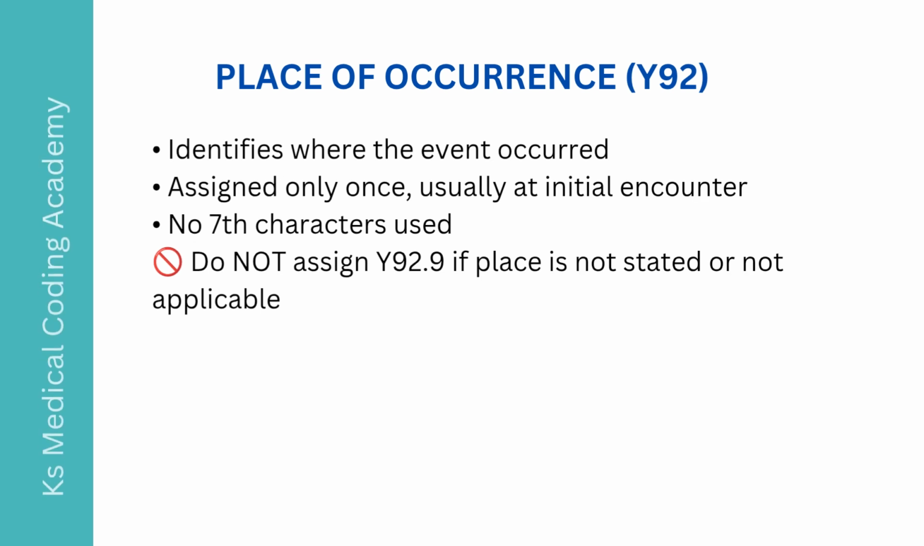Place of occurrence, Y92. Place of occurrence codes identify where the event occurred. Key rules. Assigned only once. Usually at the initial encounter. No seventh character is used. Do not assign Y92.9 if the place is not stated or not applicable.